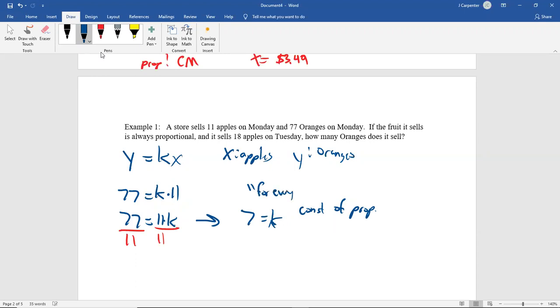For every one X item, there are K of the Y items.